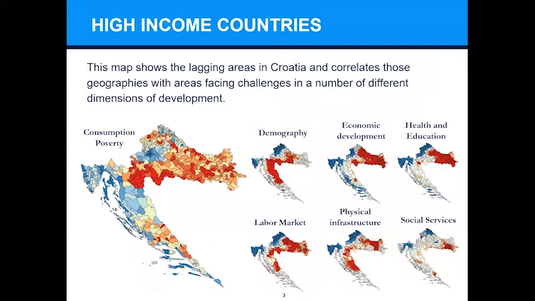This also is useful in high-income countries. This map shows lagging areas in Croatia and correlates geographies with areas facing challenges in a number of other dimensions of development. So you can see we have consumption poverty on the left, and then we look at demography or aging populations, economic development, health and education, labor market, physical infrastructure, and social services.